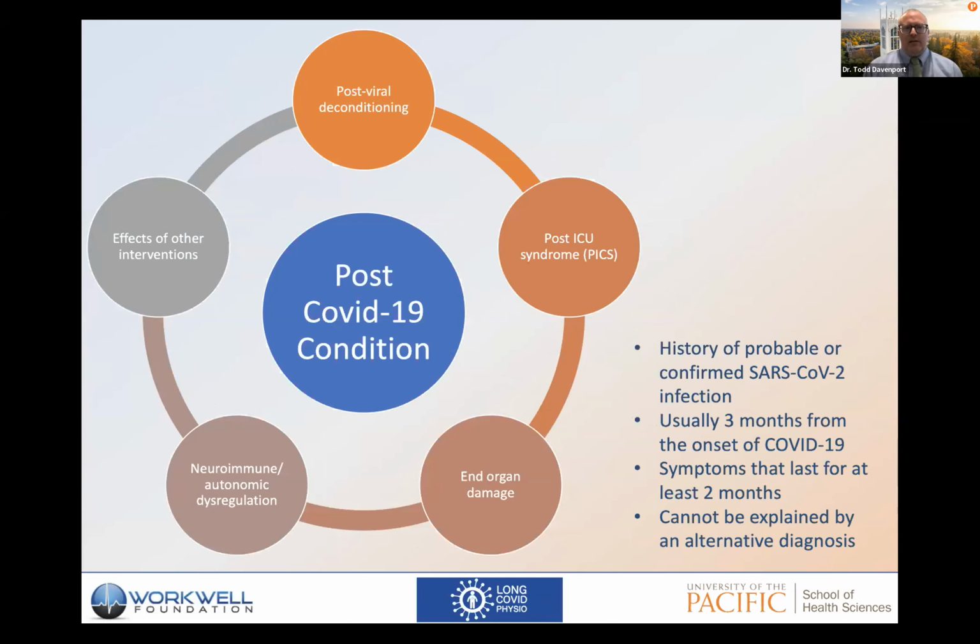I won't repeat the definition of post-COVID condition, but I will point out, as some of the speakers have already highlighted, that post-COVID condition is a lot of different things rolled over into the same case definition. So really we have post-viral deconditioning and post-intensive care unit syndrome. We have end organ damage, such as from immune response or coagulopathies. We have neuroimmune and autonomic dysregulation, and also the effects of other interventions. And so where I'm going to spend most of my time in this talk is talking about the neuroimmune, autonomic, and metabolic dysregulation that seems to occur in a subset of people with post-COVID condition or long COVID.